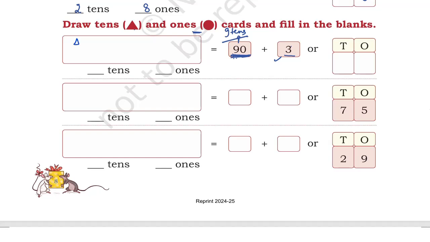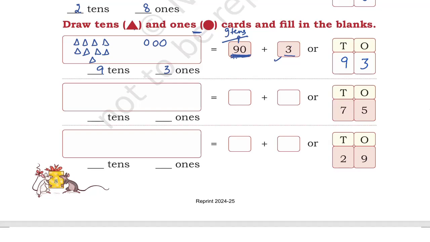So, 3, 4, 5, 6, 7, 8, and 9. We have 9 triangles. And how many circles? 1, 2, and 3 circles. Now we can say 9 tens and 3 ones. That makes it a total of 93.